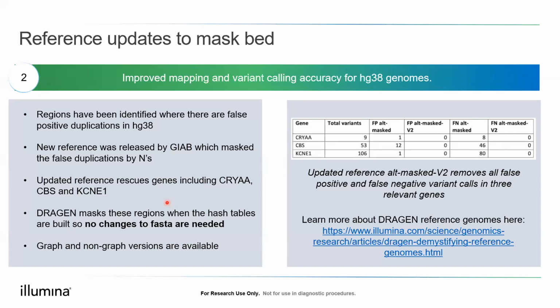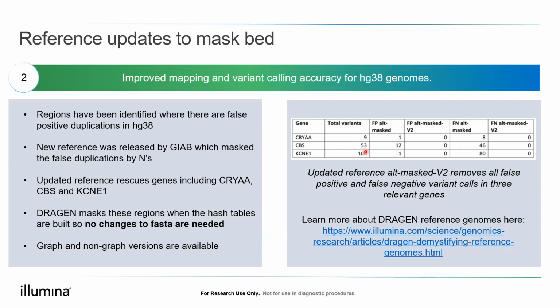So from a DRAGEN user point of view, you just need to adopt a new bed file and rebuild the hash table versus pulling in a new FASTA file from Genome in a Bottle. Again, as we said, there are no changes to the FASTA that are necessary as long as you take our updated bed file that is part of the 3.10 release.